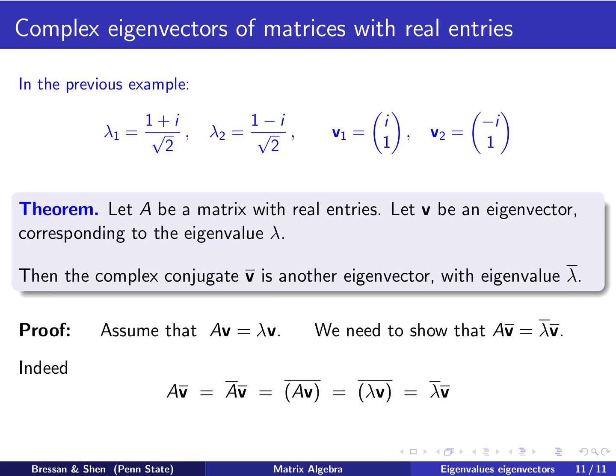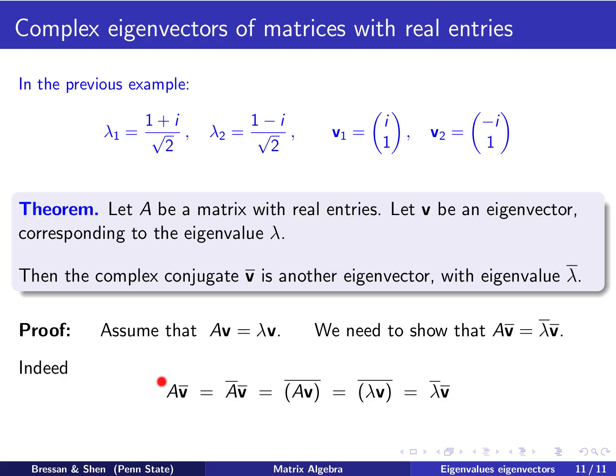So let's do a quick proof. Okay, so we assume that v is an eigenvector with eigenvalue lambda. Then we have this identity, A times v is lambda times v. And we want to show that A times v conjugate is lambda conjugate times v conjugate. So keep in mind, this is what we want to show, and then we will start from the left hand side and try to reach the right hand side.